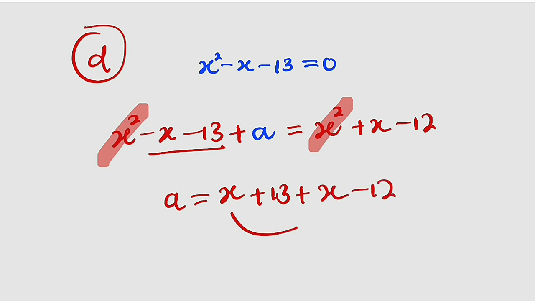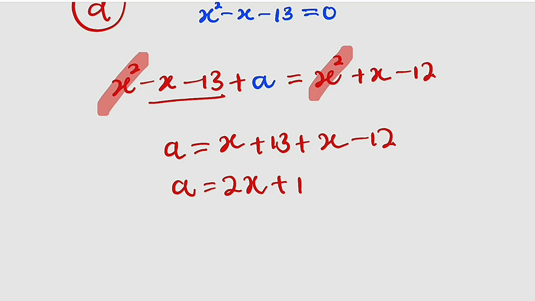So you can see that x plus x will give us 2x. And 13 minus 12 will give us 1. So this is e. So we need to construct the graph of 2x plus 1. Then we notice the point of intersection between this graph and the previous quadratic graph.